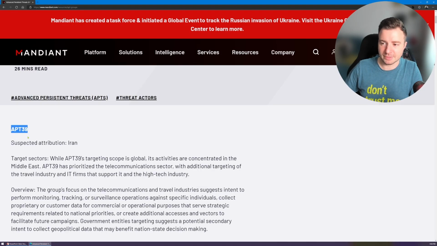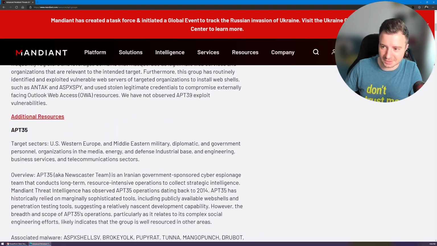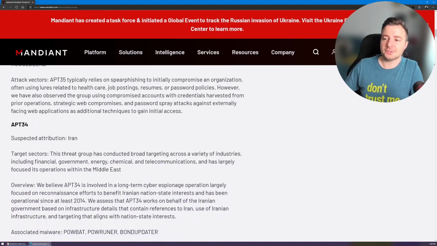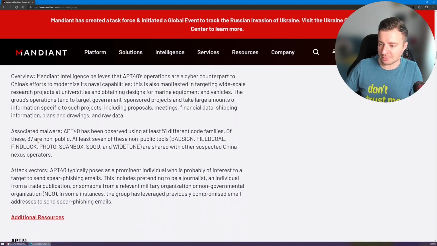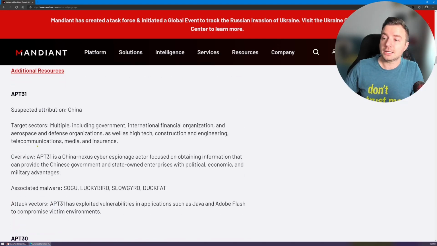You can see that the naming convention here is not awfully original. It's APT followed by a number: 39, 35, 34, 40 something. I believe that right now we are around 40 or 50 or so. Again, it doesn't mean that these are all the APT groups out there. It's just the ones that we've been able to identify.